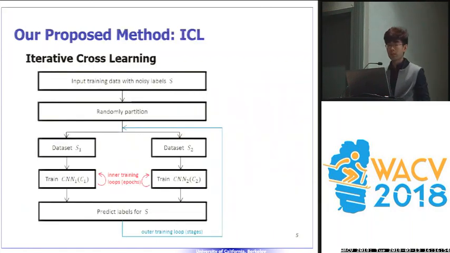We use two independent networks to train on different subsets of the original noisy dataset. After training, we ask the two classifiers to predict labels for the original noisy dataset and update the original labels. Then we make the original labels less and less noisy. We call that one stage. And we have several stages, so that's why we call it an iterative method.